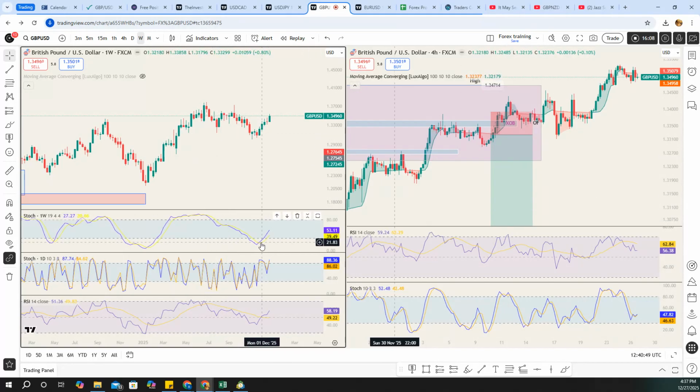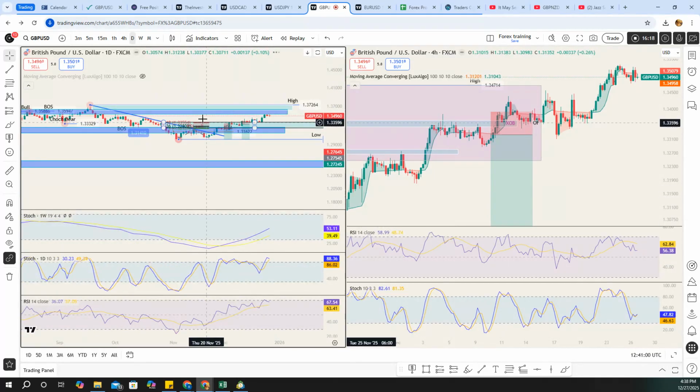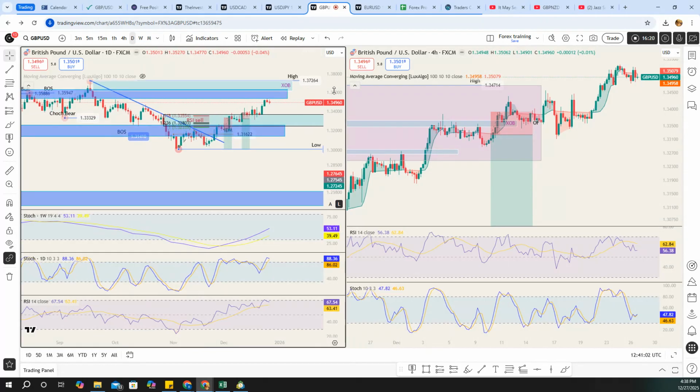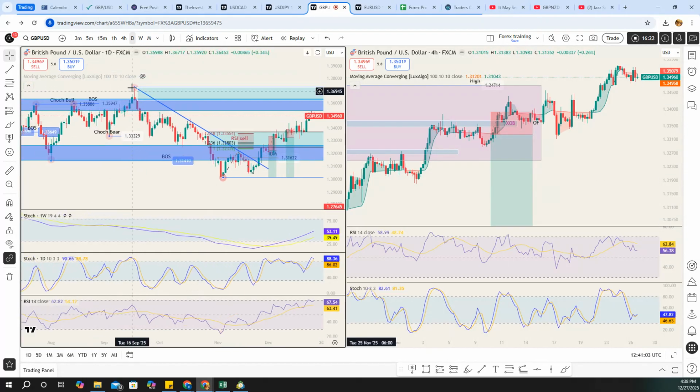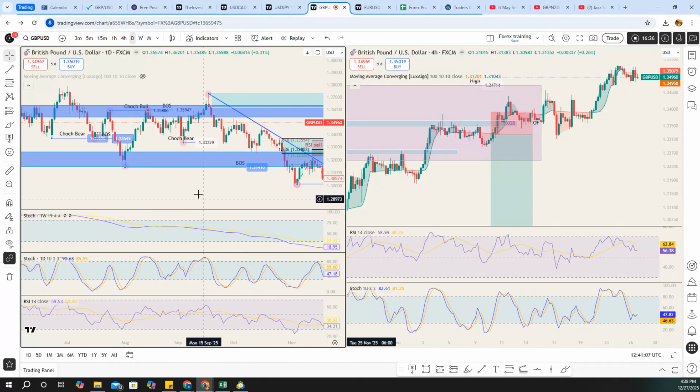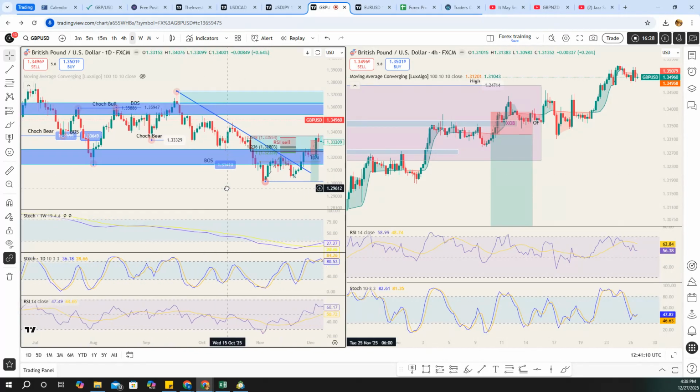Look at this portion here. This is the portion that we were looking at on the daily. Okay, this is the portion, and if we look at it on the daily, it is a downward trend. I mean, we're talking about this portion here. Or maybe from here, I'm not sure.